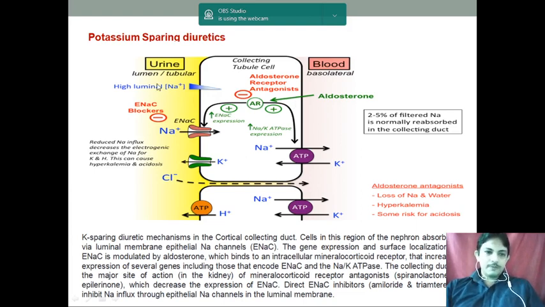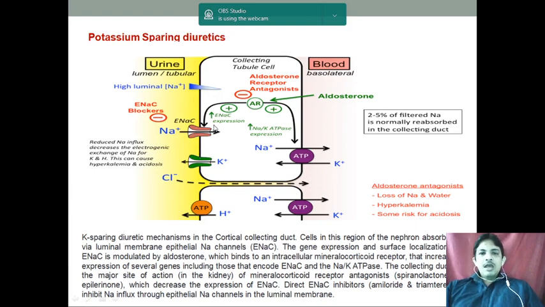Now what will happen? This is the collecting tubular cell. In the collecting tubular cell, in the lumen area there is high sodium. This sodium will enter into the collecting tubule cell through the membrane epithelial sodium channel.